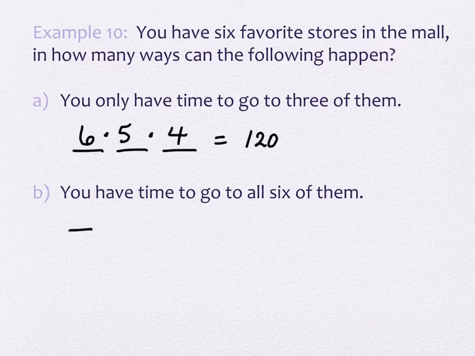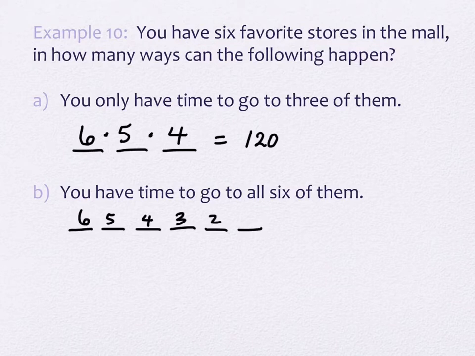So if I'm going to store number 1 and distance is not an object, I have 6 options when I go to the first store. And I'm going to all 6 stores, so I need 6 lines. So the second store I go to, how many options? 5, and then exactly. And it would decrease until I get to my 1, and if I multiply them, how many different ways could I go to my favorite 6 stores? Yep, 720.